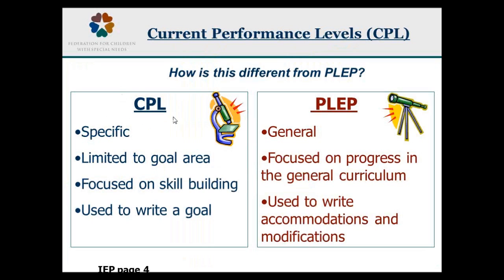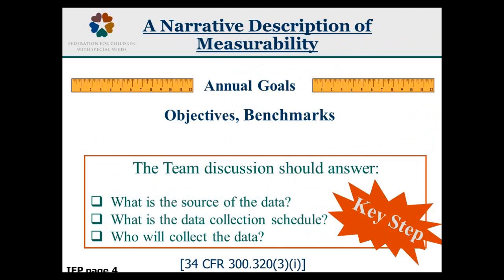The current performance level, or the CPL, appears, first of all, in the Measurable Annual Goals section, so on IEP 4, and it's specific, it's limited to that goal area, and it's all about what the student can do today. And again, it's used for skill building and writing the goal, whereas PLEP, which was IEP 2 and 3, is more focused on how the disability is affecting the student in general. Okay, so a nice little slogan here: a goal that is not measurable is just a slogan.